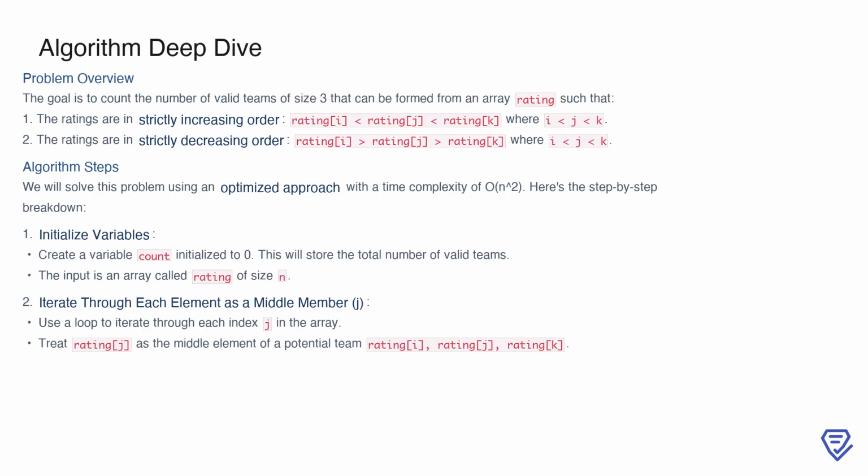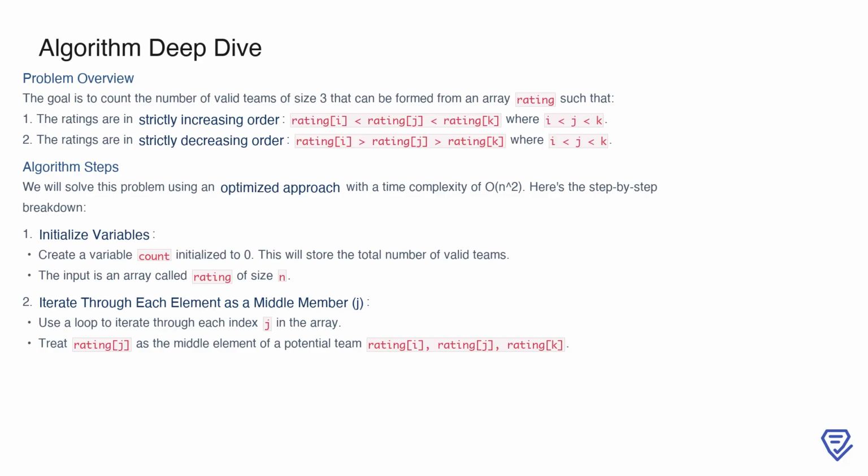To solve the problem of counting the number of valid teams, we need to form groups of 3 elements from the input array rating. These groups must either be in strictly increasing order, where the first element is less than the second, and the second is less than the third, or in strictly decreasing order, where the first element is greater than the second, and the second is greater than the third. To achieve this, we will use an optimized approach with a time complexity of O(n²).